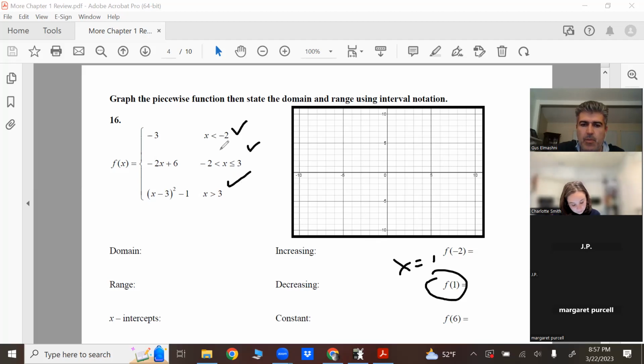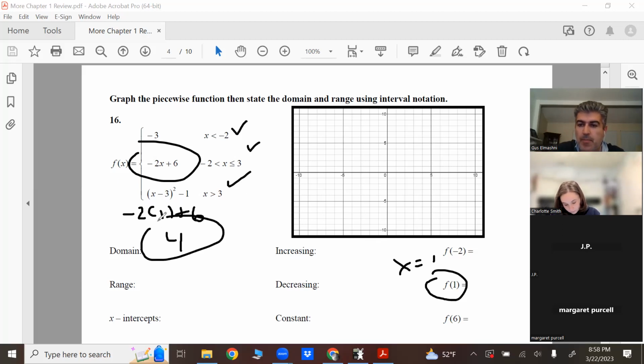Is 1 less than negative 2? No. Is 1 between negative 2 and 3? Yes. So you plug in that one. So then you plug in 1 and then just get 4? And work it out. The answer's 4. And then what do you do from there? That's it. You're done. The answer's 4.